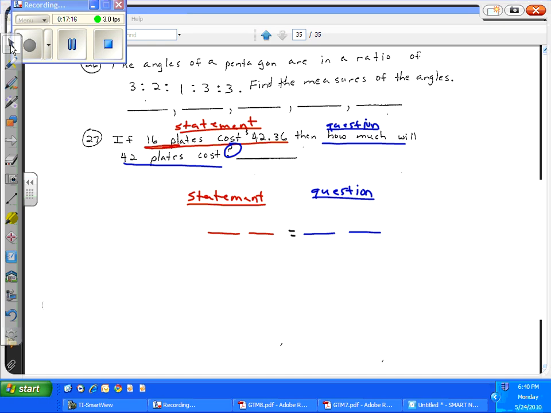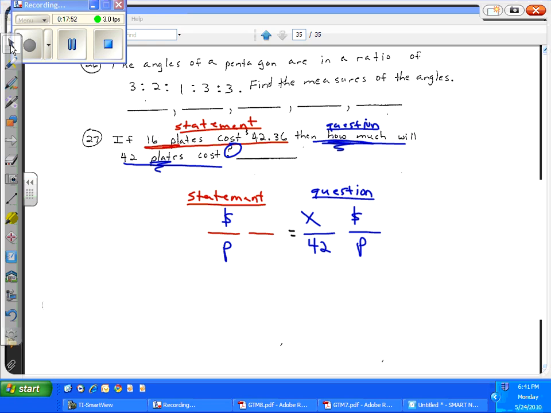Two ratios is a proportion. A proportion is two comparisons of the same two items. We always make the proportion say what the question says, and the question is how much money for so many plates. So the question is money in relationship to plates. So we make both ratios say what the question is, money to plates. We fill in the question first. We don't know how much money goes with 42 plates.